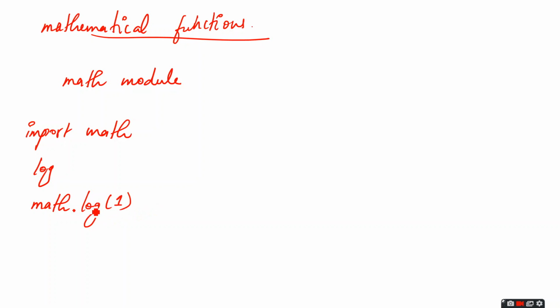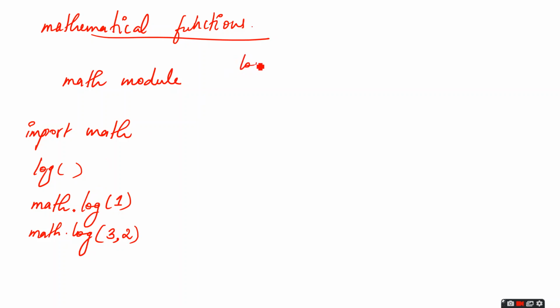In the same way, if you want to get the logarithm value of a number with base 2, we can write like this: math dot log of 3 with base 2. You will learn all this in physics. Just understand that there is a function called log to get the logarithm value. That is enough for us. For your understanding, I have written like this: math.log means we'll get the log value of 1, and here we will get the log value of 3 with base 2. That's it.